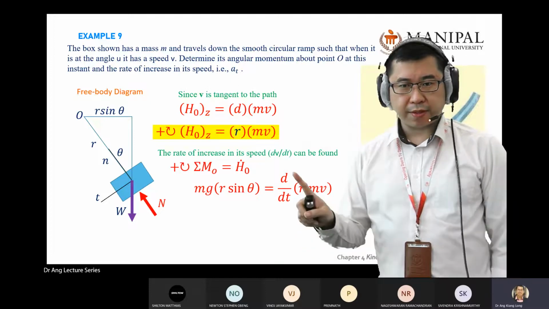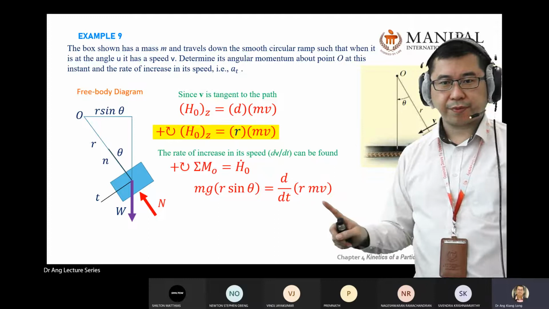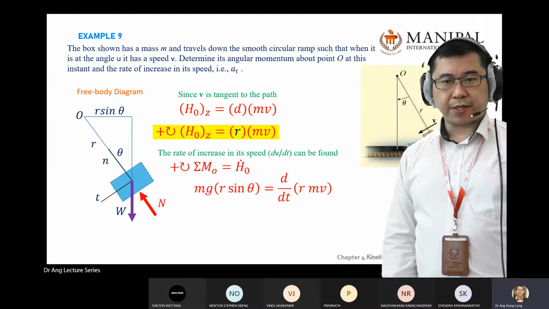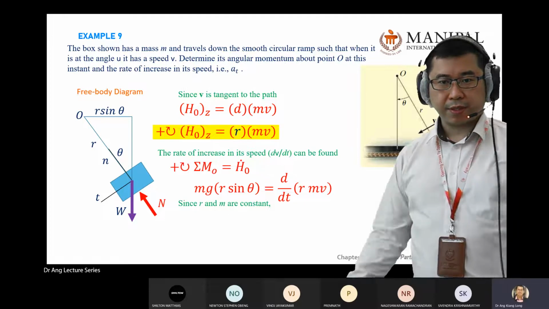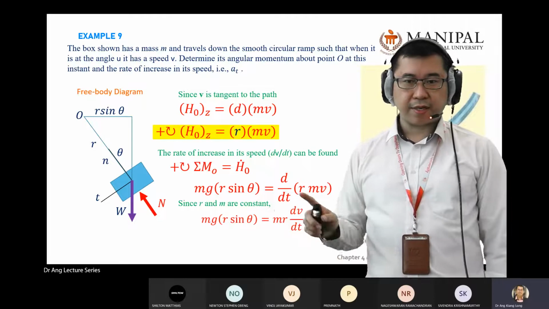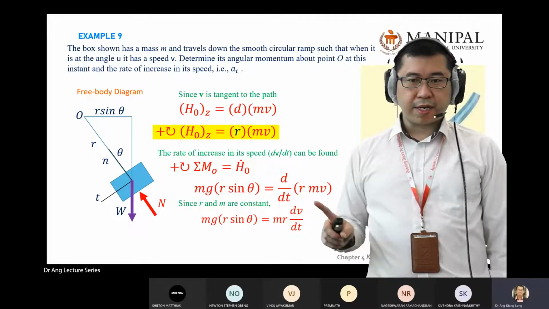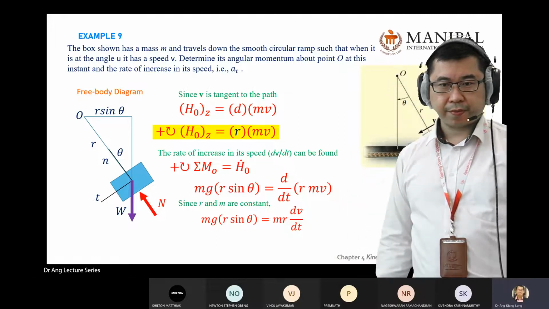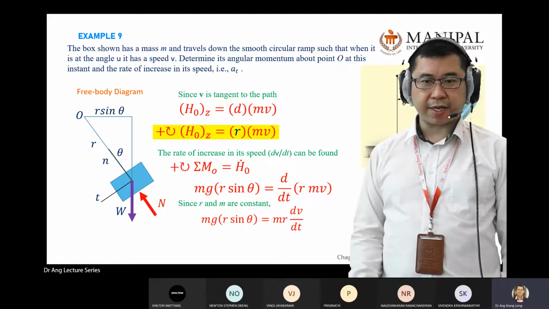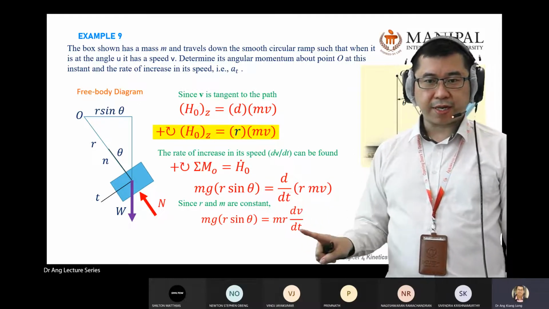equal to the time differential of your R and V. Simplify this equation. R constant, you can move them along. Okay, move your M constant outside, R constant outside. So you have dV dt, you get this one.